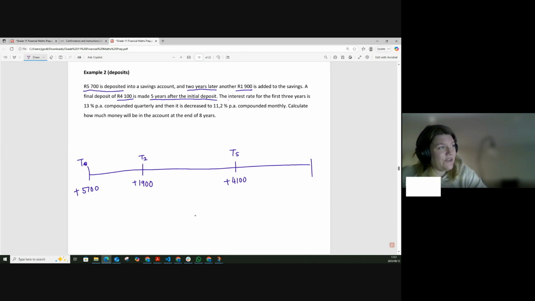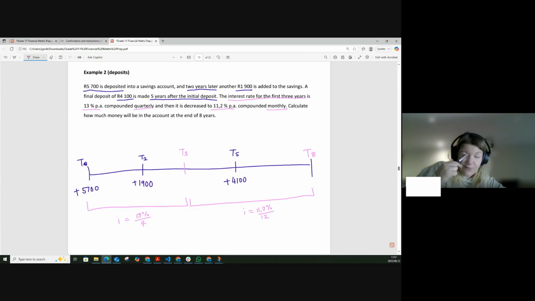Next, the interest rate for the first 3 years is 13% compounded quarterly. So now we need to bring in a T3. So our interest for the first 3 years was 13% compounded quarterly. And then it decreased to 11.2% compounded monthly. Calculate how much money will be in the account at the end of 8 years. So for this time, my interest was 11.2% compounded monthly. Okay.